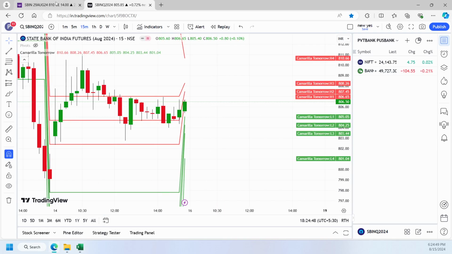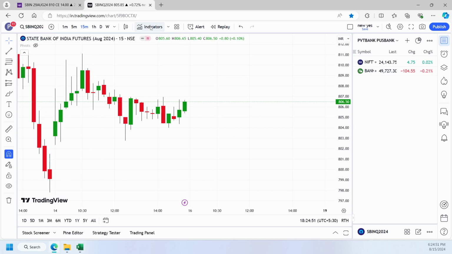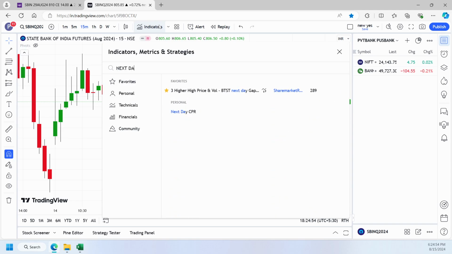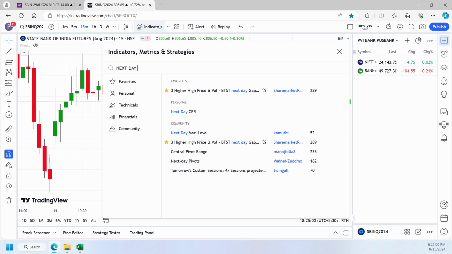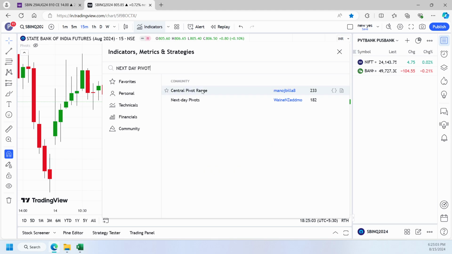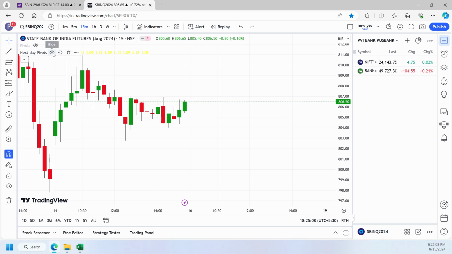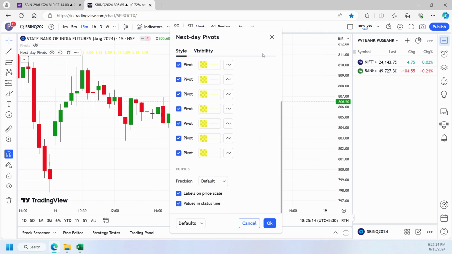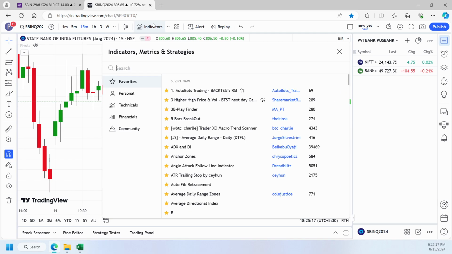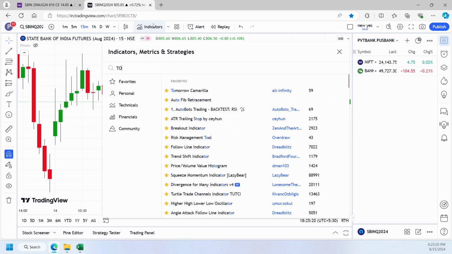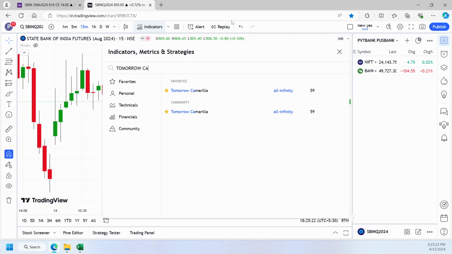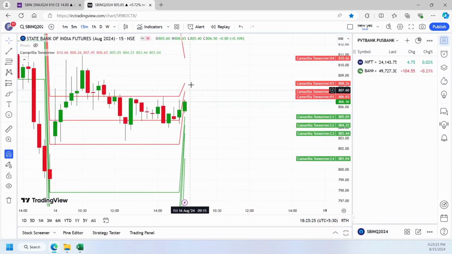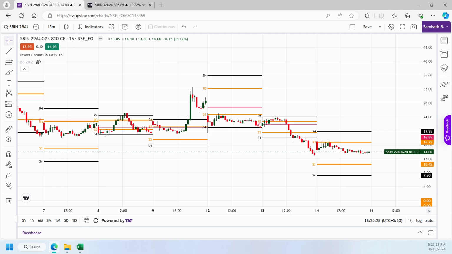So let me check here for some other tomorrow Camarilla, next day. Some codes are available: pivot, 12 pivot, CPR, next day pivots. Let me check this. Settings, let's see. I think it's not showing that. Maybe if you find tomorrow's CPR, but previously we were finding tomorrow's Camarilla. I think it's the same one. Yeah, but we got a confirmation that it would be inside between the previous day.